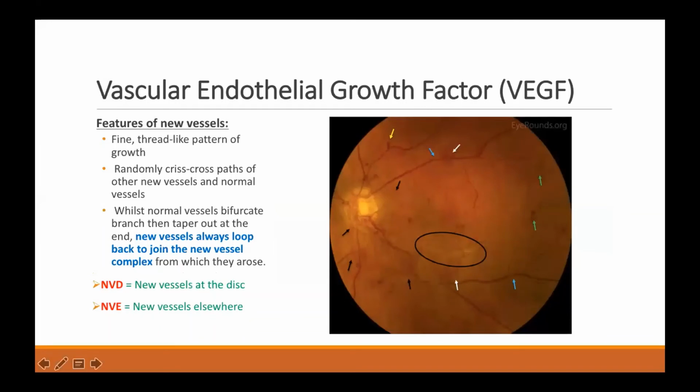The features of these new vessels: they are fine, thread-like patterns of growth, and they randomly crisscross paths. It's classed and divided into what we call new vessels at the disc, so you can see them there, and new vessels elsewhere as well. The black oval over here shows fibrovascular proliferation, which is like tissue supporting the framework and acts as scaffolding for developing new blood vessels. And then you've got your hemorrhages as well, and venous looping.